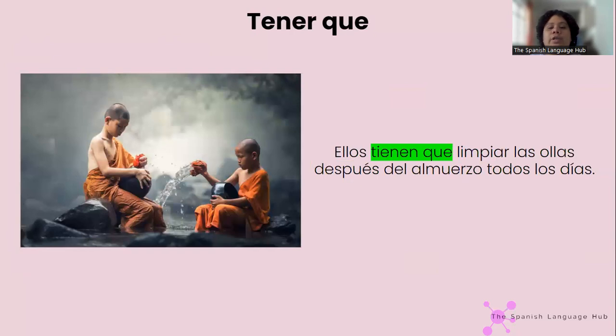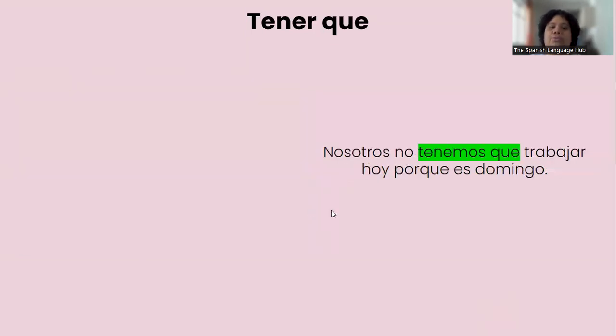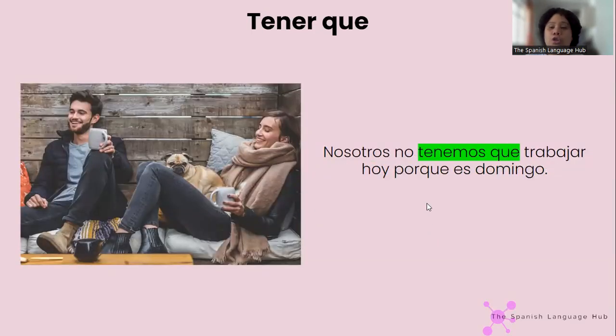Ellos tienen que limpiar las ollas después del almuerzo todos los días. So now, again, these two kids, they have to clean the pans after lunch every day. It's not just in general. They have to. Nosotros no tenemos que trabajar hoy porque es domingo. So now, the lack of an obligation: we don't have to work. So we're not obligated to work today because it's Sunday.